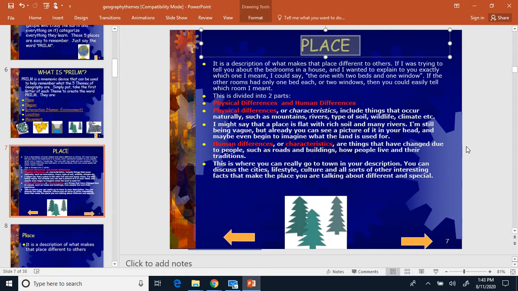There's physical differences and human differences. Physical differences are things like mountains, rivers, what type of soil there is, what type of animals are in the area, and so forth. Human differences, on the other hand, are things such as roads, buildings, and such. So physical differences are the physical features around you.